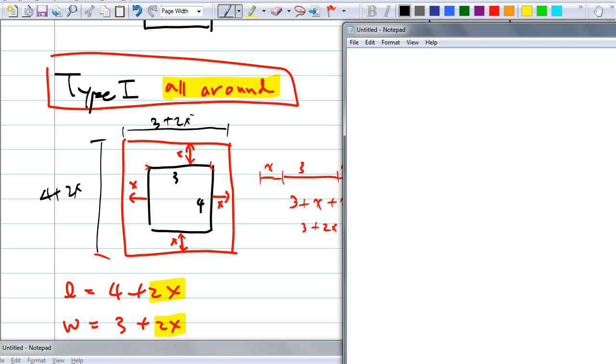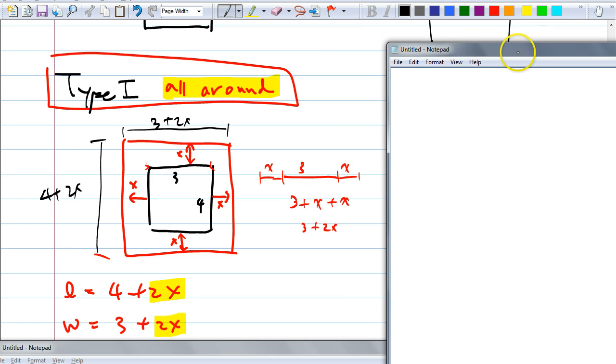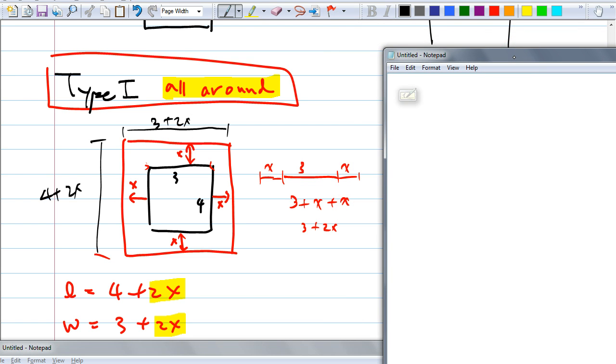Question: so if it was going to be 3 plus x, it wouldn't be all around. Yeah, exactly. It's not all around. If it's just 3 plus x, would it be increasing the size, length and width, all around? No. I'm glad you asked, Samuel, because I cannot tell you how many times on the test, when I say all around, people think of adding only one side. That'll be wrong.